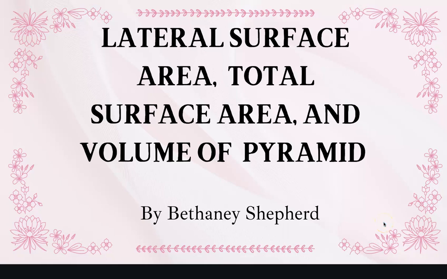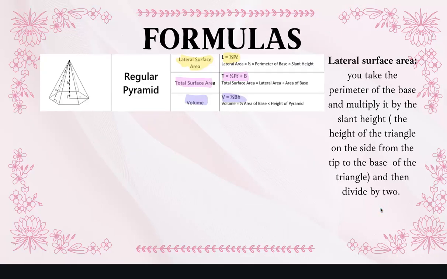Today we're going to talk about the lateral surface area, total surface area, and the volume of a pyramid and how to find them. To start off, we're going to talk about the formulas. First up is the lateral surface area. You're going to take the perimeter of the base and multiply it by the slant height.